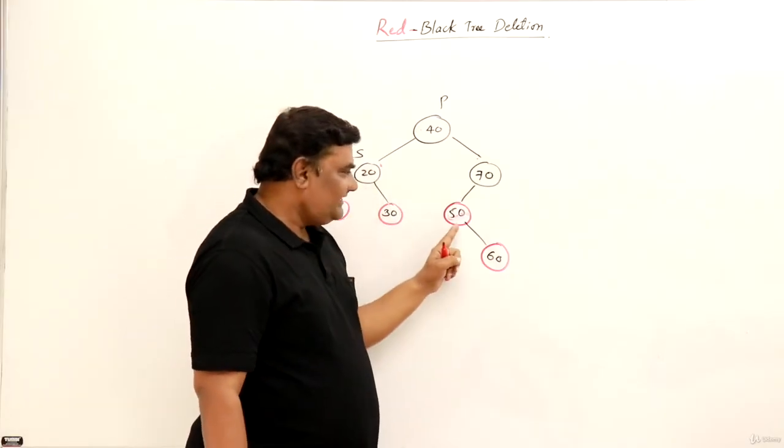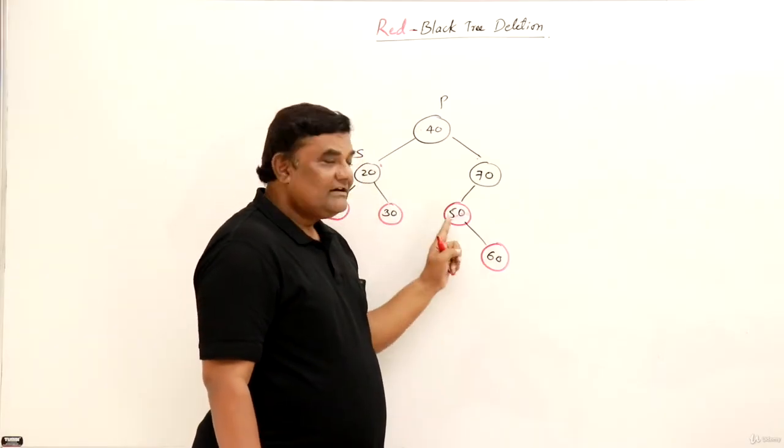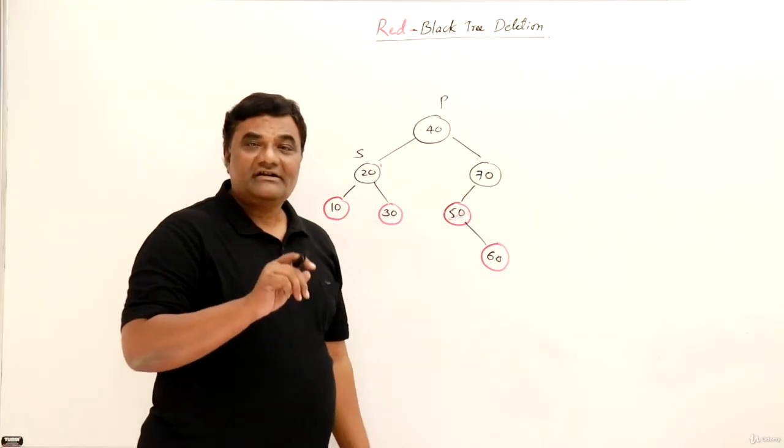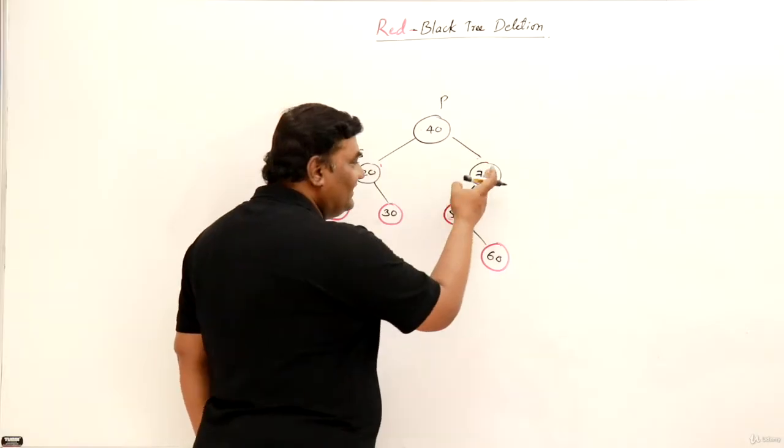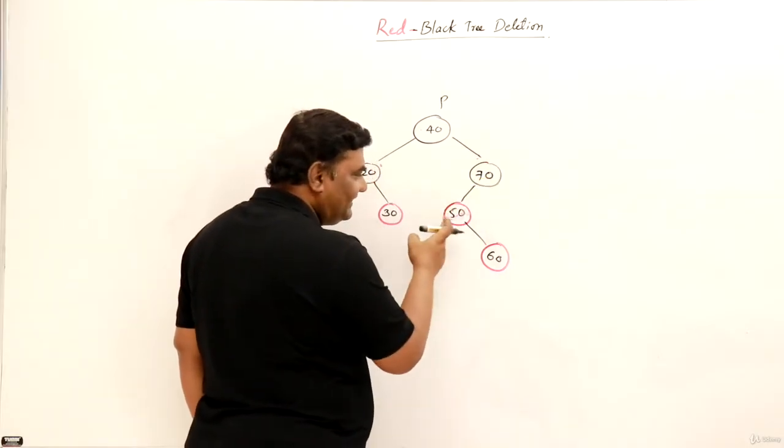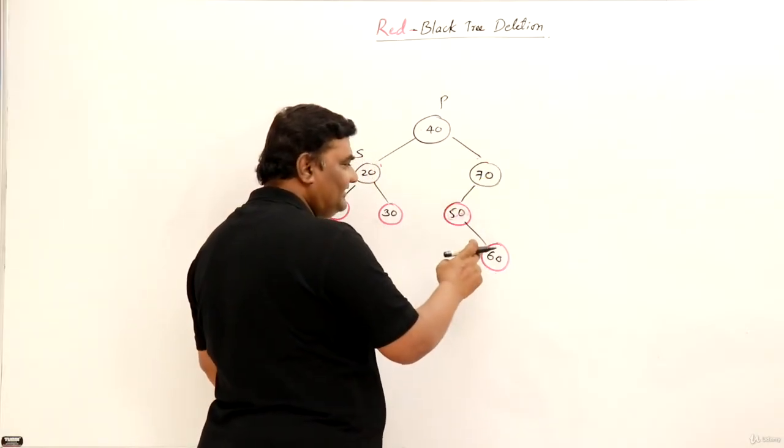So once this is added here, this red conflict is there. So when a red conflict is there, again we have to perform rotation. So which rotation will it take? This is zigzag, that is LR rotation. So what happens in LR rotation?